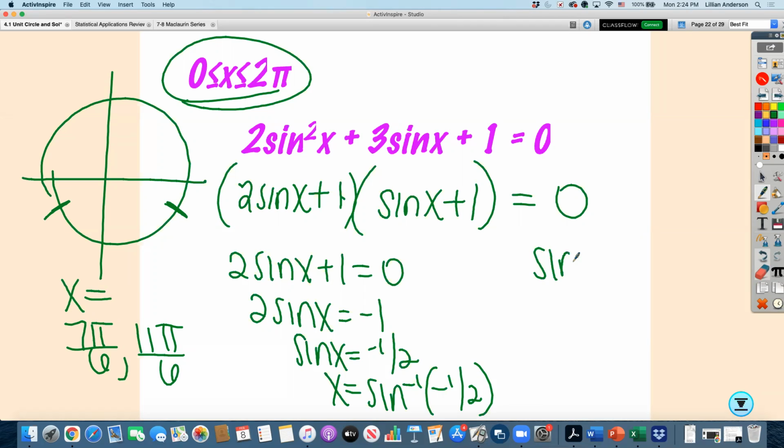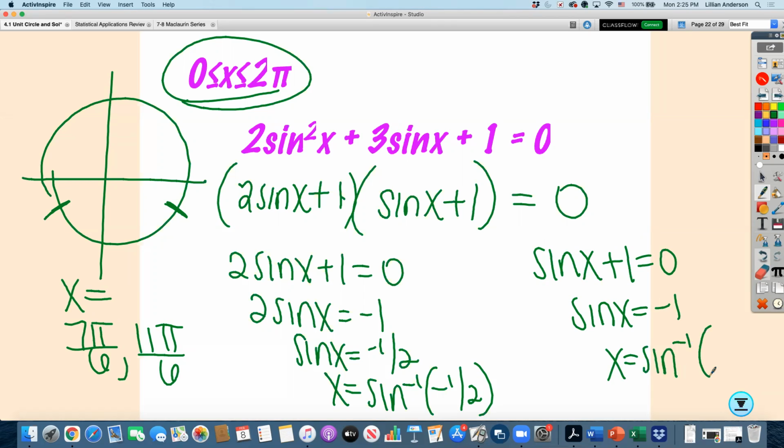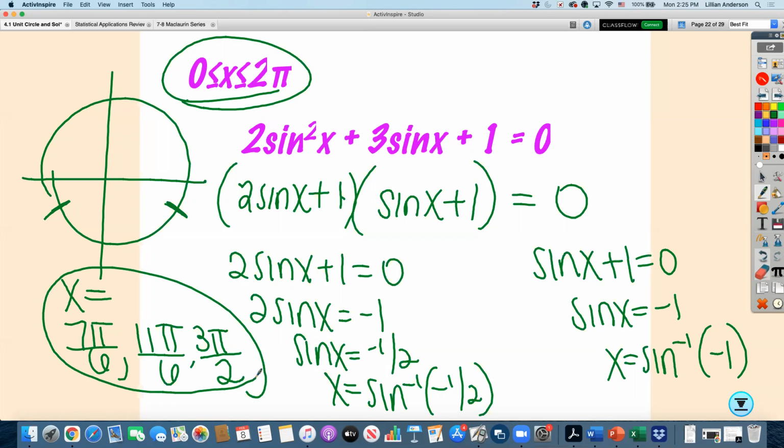Now let's do sine x plus 1 is equal to 0. When I solve that, that's going to be sine x is equal to -1. Now I'm asking the same question, except this time where does sine equal a -1? 3 pi over 2. So for this one, both factors had a set of solutions. 3 pi over 2 was for the one where sine was a -1, and the 7 pi over 6 and 11 pi over 6 were for where sine was a -1/2.